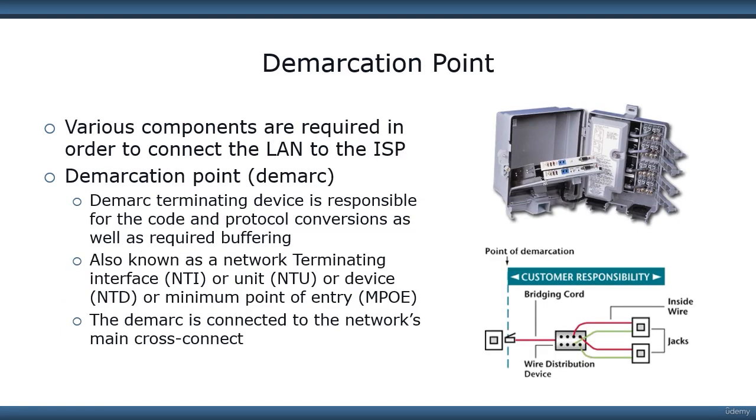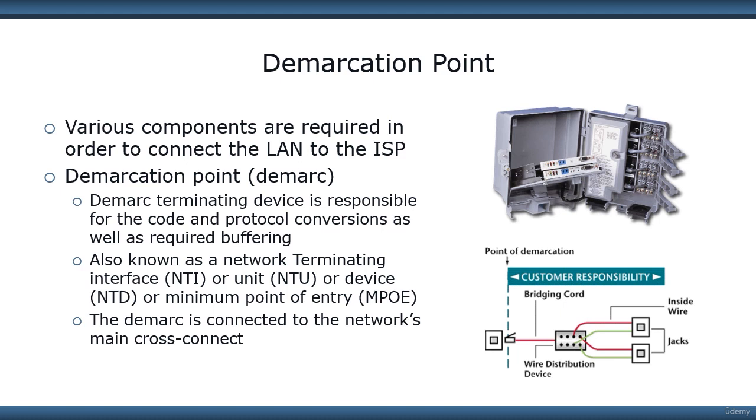We also need to take this time to talk about some of the connections outside of the organization's LAN. There are a number of different components that are required in order to connect the LAN to the ISP. The first one here is the DMARC, also known as the demarcation point. This is a terminating device. It's responsible for code and protocol versions as well as buffering. It is the device that then connects you to the ISP, and it's also the device, you can see based on that graphic on the bottom, it's the last device that's in the customer's responsibility.